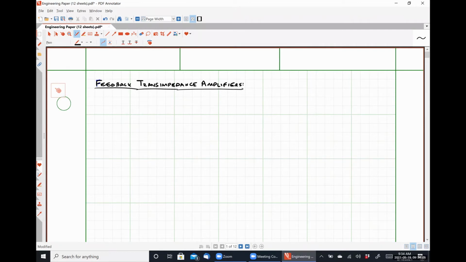So for a feedback transimpedance amplifier, that means the output of our open loop amplifier has to be connected in parallel to our feedback network because we are sensing a voltage at the output and applying feedback there. And on the input side, we are applying a feedback current signal, which means we also have to be in parallel on the input side of our amplifier. So this is going to be a parallel or shunt configuration.